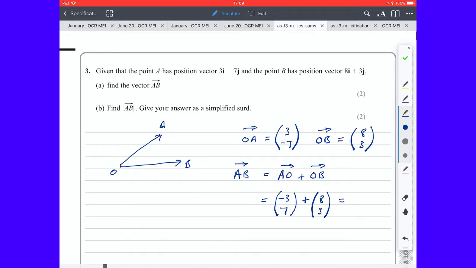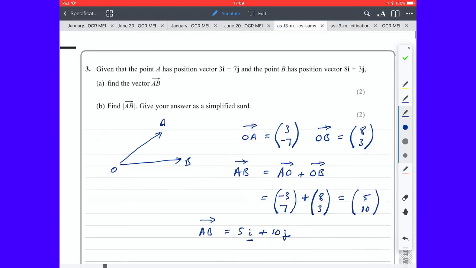Minus 3 plus 8 is 5, and 7 plus 3 is 10. So the vector AB is 5, 10. Now I'll put that back in the form they gave their vectors. AB is equal to 5i plus 10j.